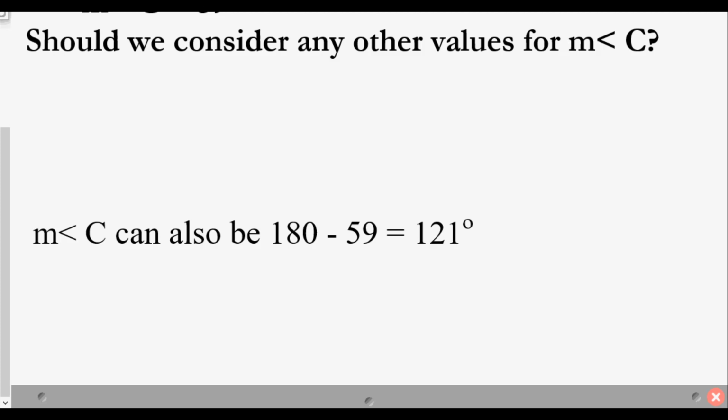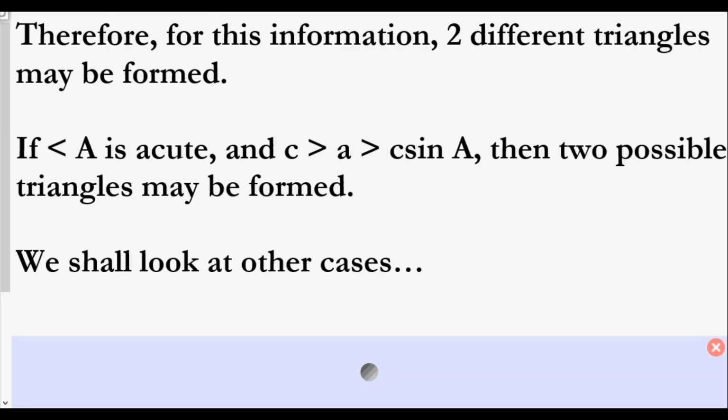And so here our notes will say that for the two different angles we formed, if angle A is acute, and if the measure of C is greater than the measure of A, which is greater than C sine of A, then two possible triangles may be formed. Now you say to yourself, what do you mean? What two possible triangles may be formed? Well, let's consider our original triangle.